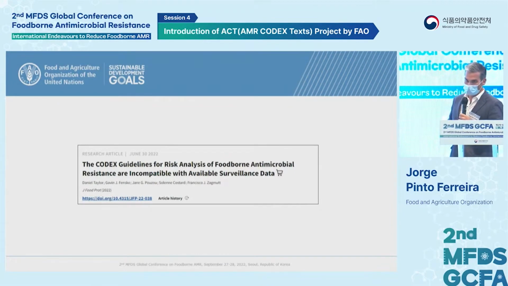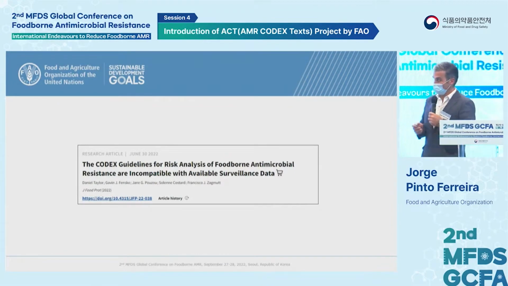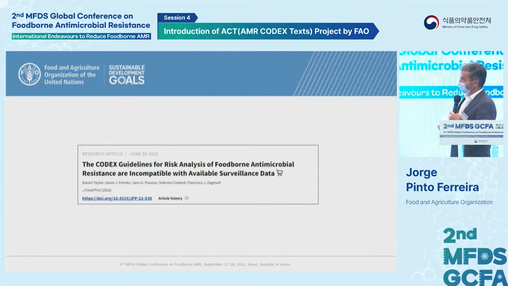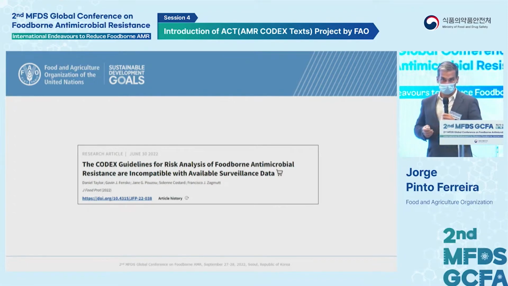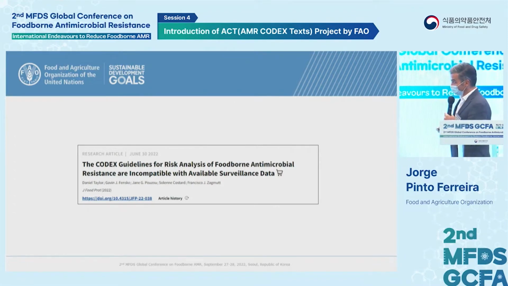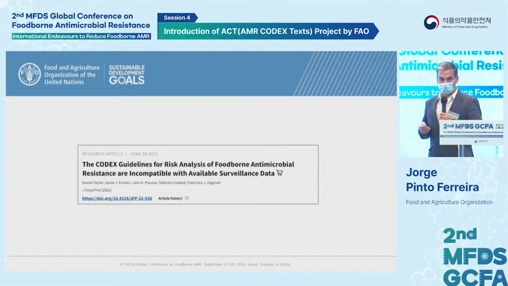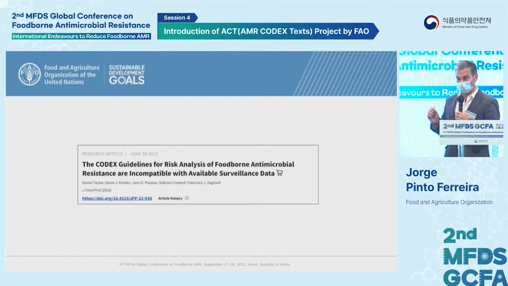To start, I would like to call your attention to this paper. It's a very recent paper from the end of June, so about 3 months ago. I would like to congratulate these authors for their publication because they looked at the implementation level of the guidelines of risk analysis. Make no mistake, these are the guidelines of risk analysis that Carol Lee mentioned yesterday, and not the guidelines of integrated surveillance. They are one of the 3 texts, but the guidelines on risk analysis.